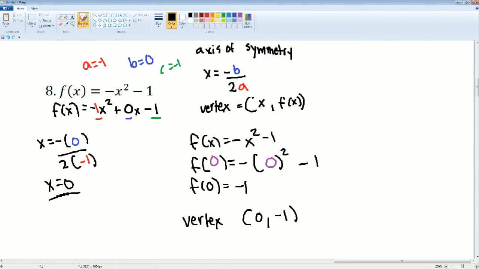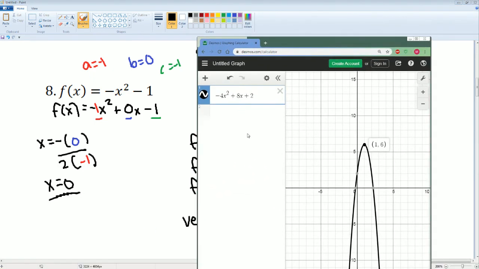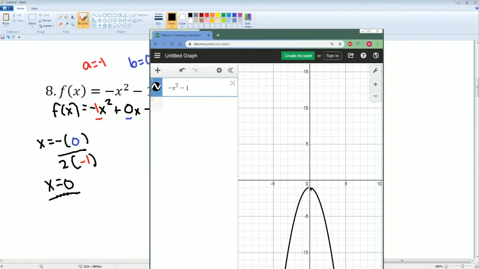So let's see if it's right. Let's just throw that into Desmos. Negative x squared minus 1. Oh wow, it does. 0 comma negative 1. 0 comma negative 1. That is very interesting. That is what happens when you don't have that x term, right? So, cool. There you go.